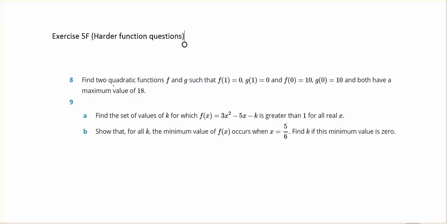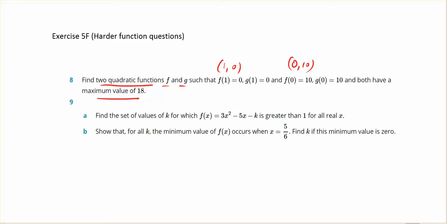Question 8 reads that we have two quadratic functions, f and g, such that f of 1 is 0. So meaning that for the quadratic f, it passes through the point (1, 0), so it has x-intercept (1, 0). It also has a y-intercept of (0, 10). And what we also know about it is that it has a maximum value of 18.